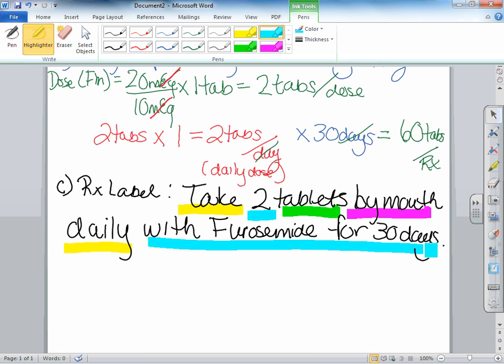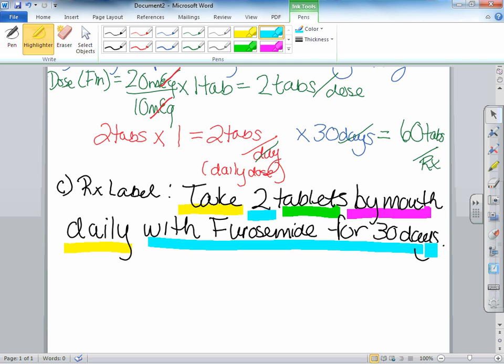All they have is their prescription bottle, where the tablets have already been counted out for them. You have to tell them how many tablets they need to take out of that bottle each dose in order to be compliant with their prescription. All right.